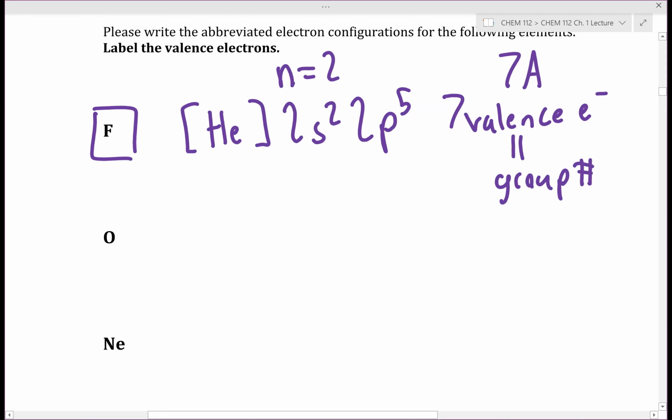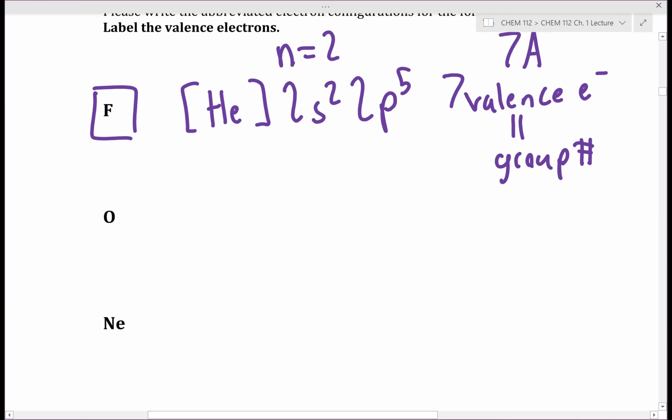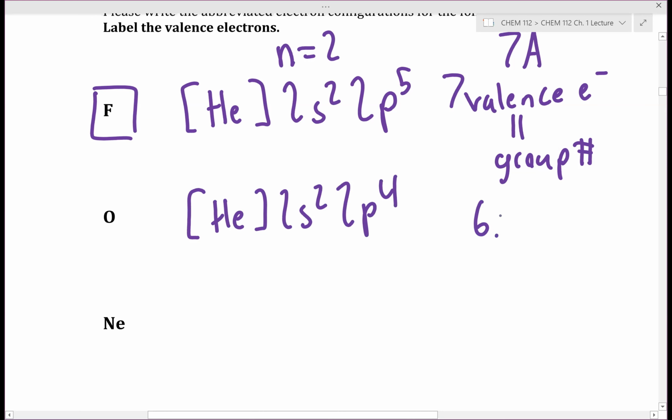Okay, I see a lot of reasonable responses. This is review, but I always want to make sure everyone's comfortable with these topics. So for oxygen, would someone like to volunteer an abbreviated configuration? Helium, 2s2, 2p4. And we know oxygen is a 6A element, so how many valence electrons do we have? 6. Yep.